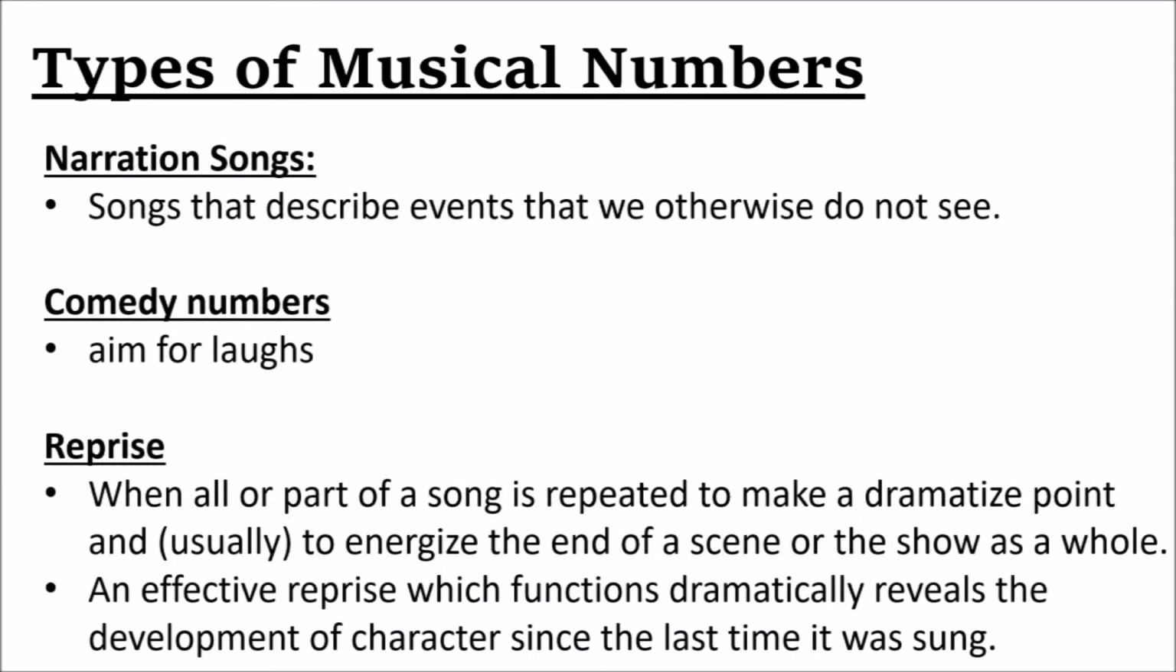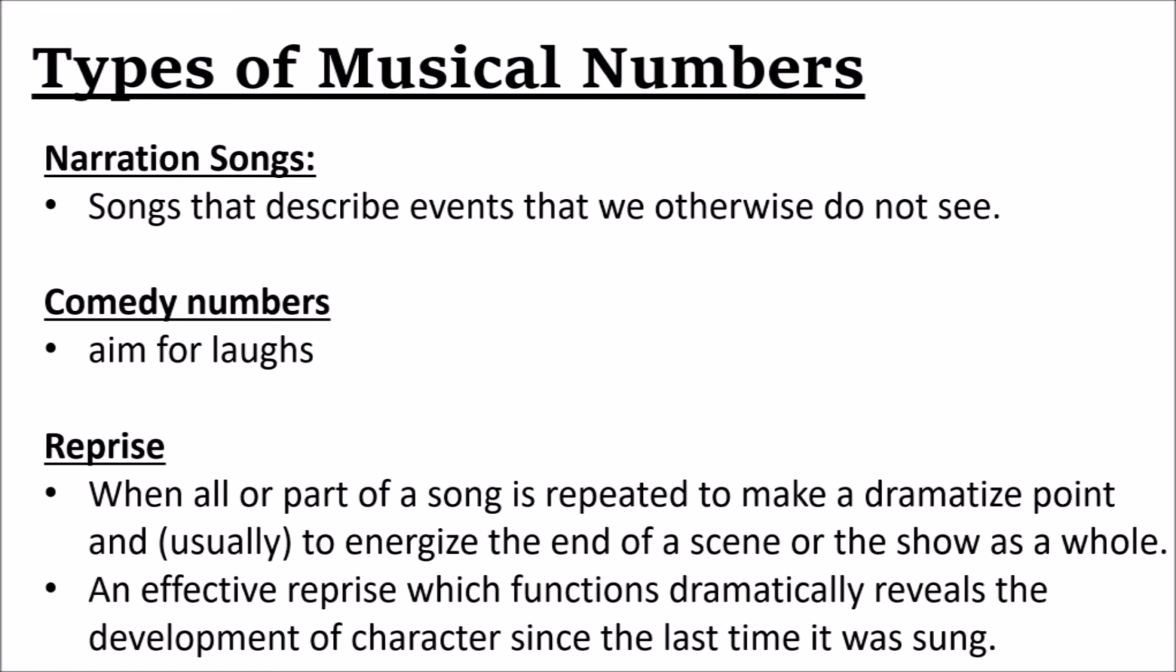Other types of musical numbers that we'll find in modern musicals: the narration song. This is where a character will sing a song about something they witnessed, but that the audience was not immediately privy to. A good example of this is from the musical 1776, the song Mama Looks Sharp, where a young soldier describes a battle that he was in. Comedy numbers. This is pretty self-explanatory. It's there for laughs, used to highlight the comic relief characters.